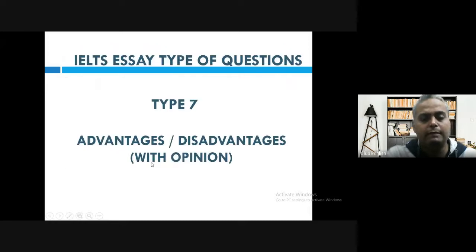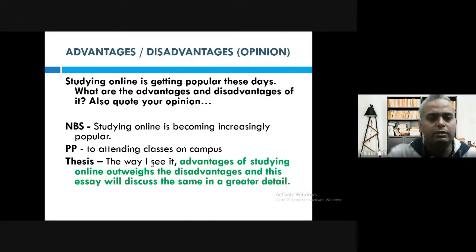Now, type 7, advantages, disadvantages. Now, here the things will change. Again, it's an opinion-based question. So you'll be writing it like that. The way I see it, advantages of studying online outweigh the disadvantages, and this essay will discuss the same in greater detail. Outweigh the disadvantages means you are saying that yes, advantages outweigh the disadvantages. Let's talk about this.